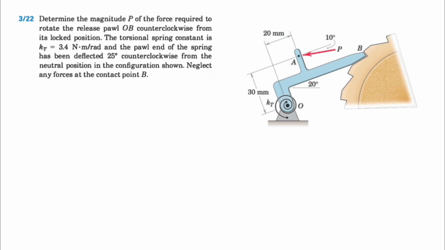Alright guys, welcome back. We're going to be solving another question from chapter 3 of the Meriam textbook, question 22. In this question, we need to determine the magnitude of force P that is required to release the pawl OB counterclockwise from its locked position.